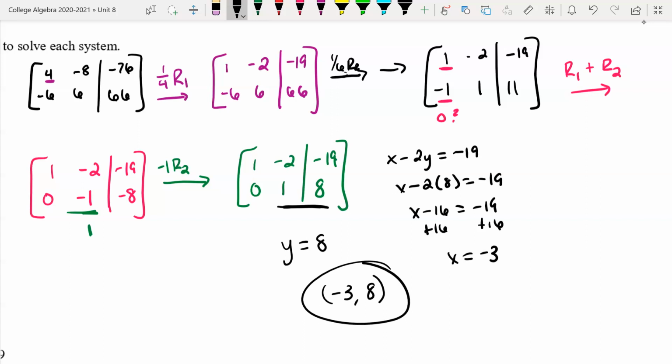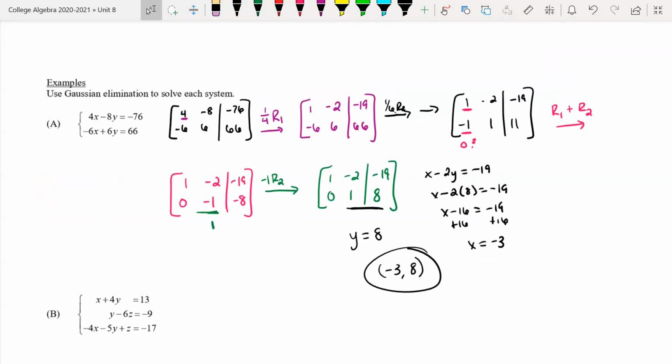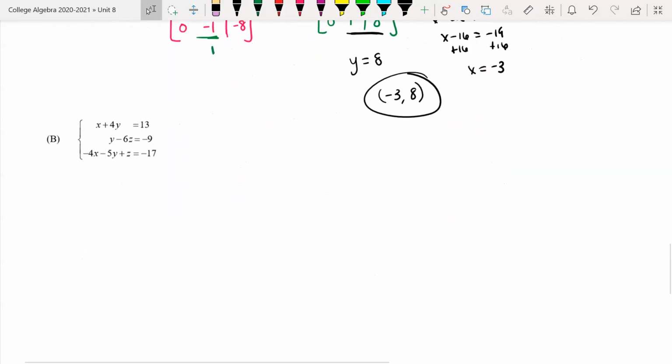So that's how we use Gaussian elimination to solve the problem. Our goal is to get a 1 in the top left and then zeros below it, and then we go to the diagonal from there. So now I'm going to get into one that's a little bit bigger. All right. So this will probably be the last one.